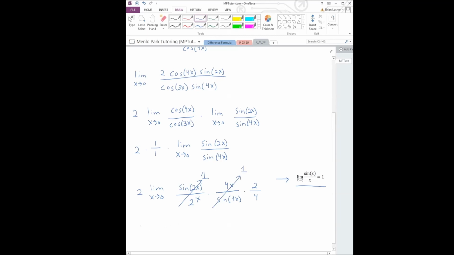So what's that give us? That gives us 2 times 1 times 1 times 2 over 4, which ends up giving us the limit of your problem is equal to 1.